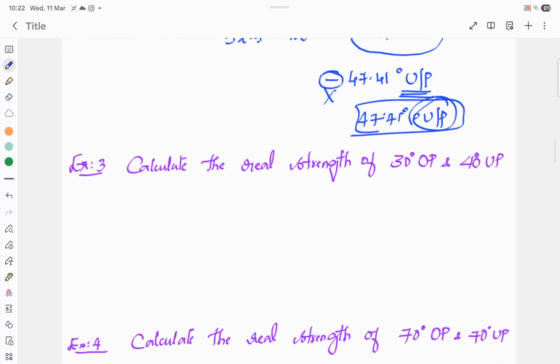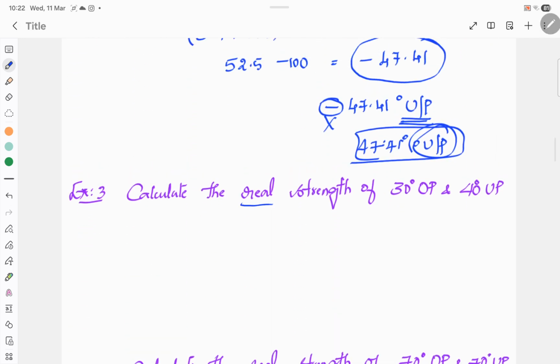Now we will see the vice versa calculation. Calculate the real strength of 30 degree overproof and 40 degree underproof.